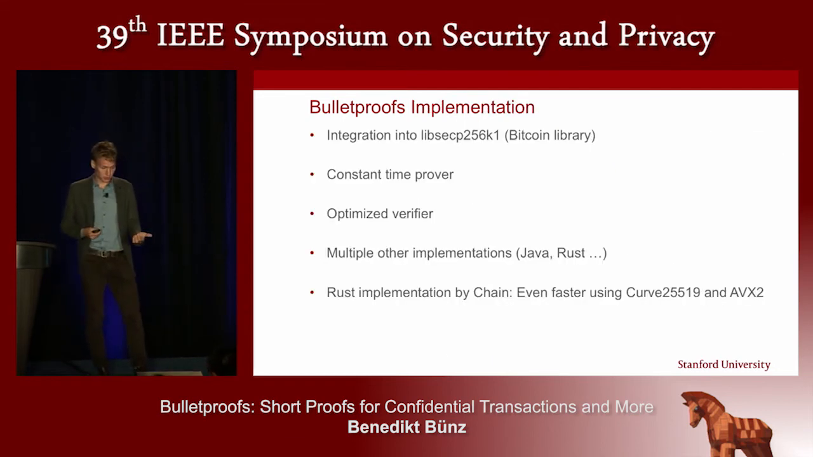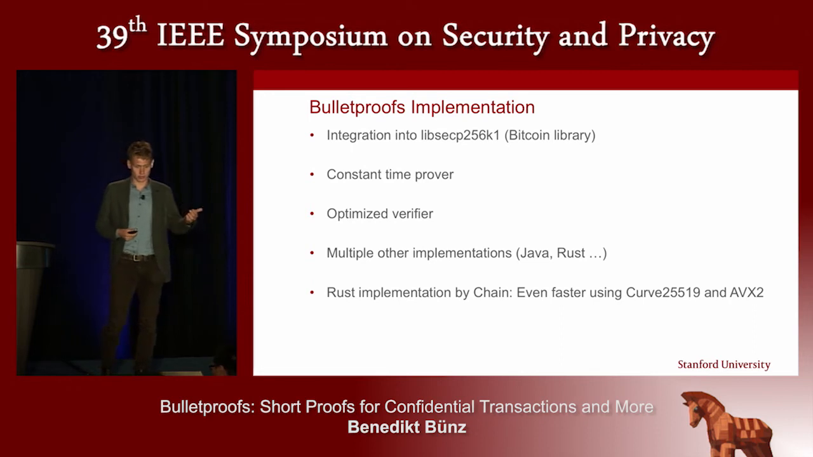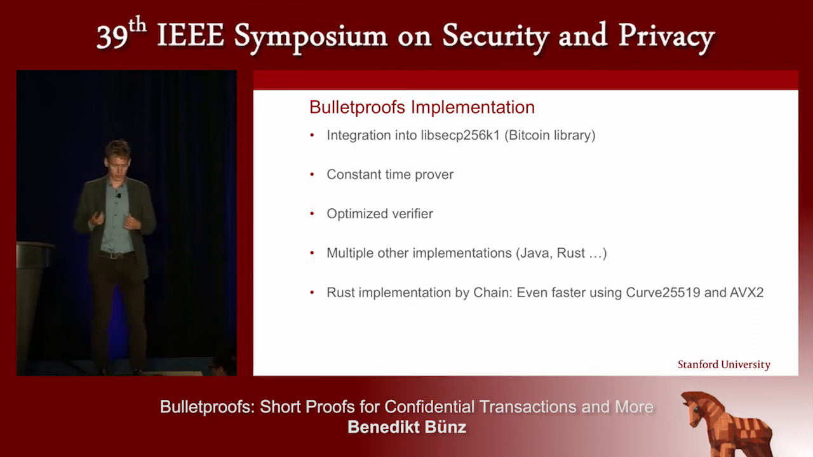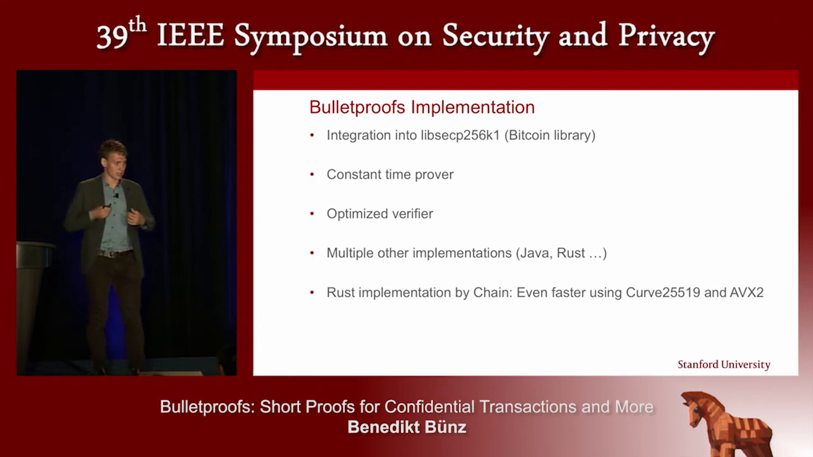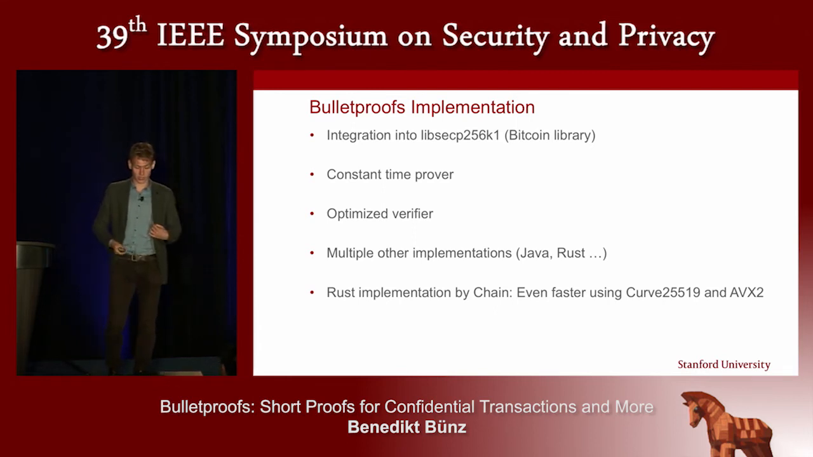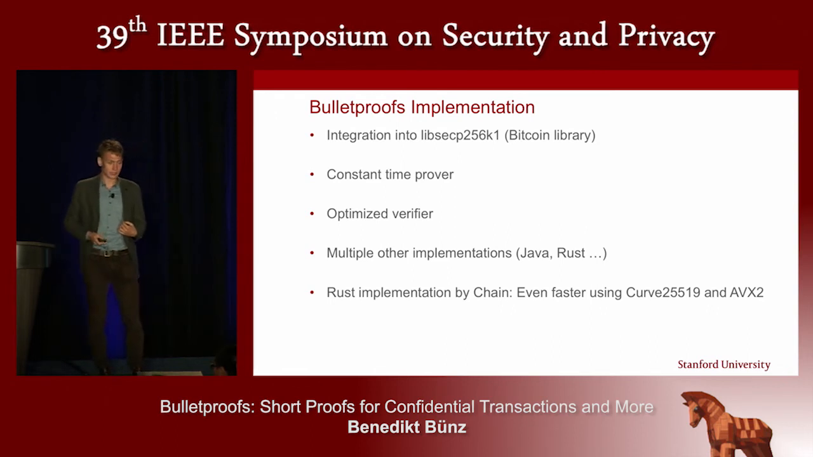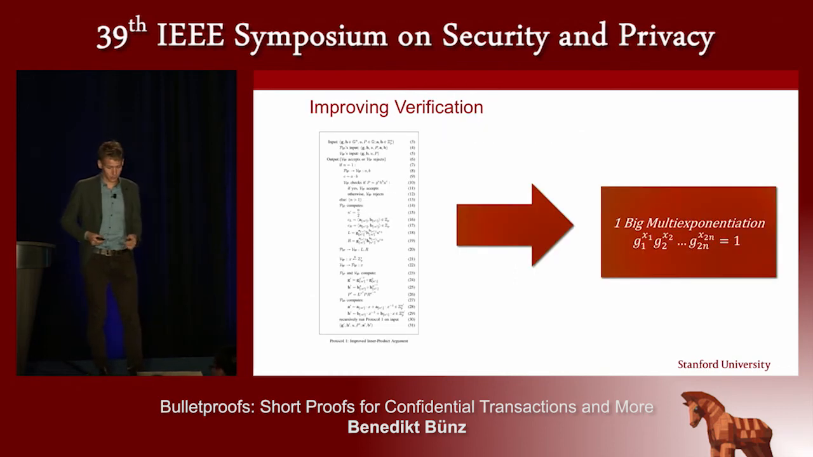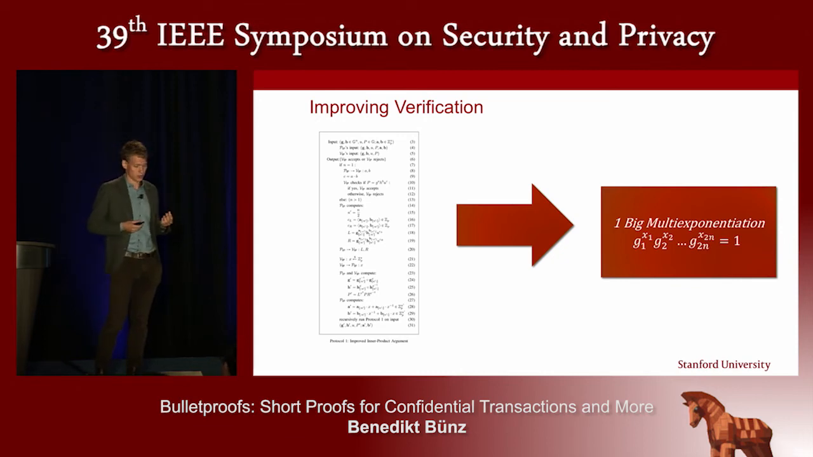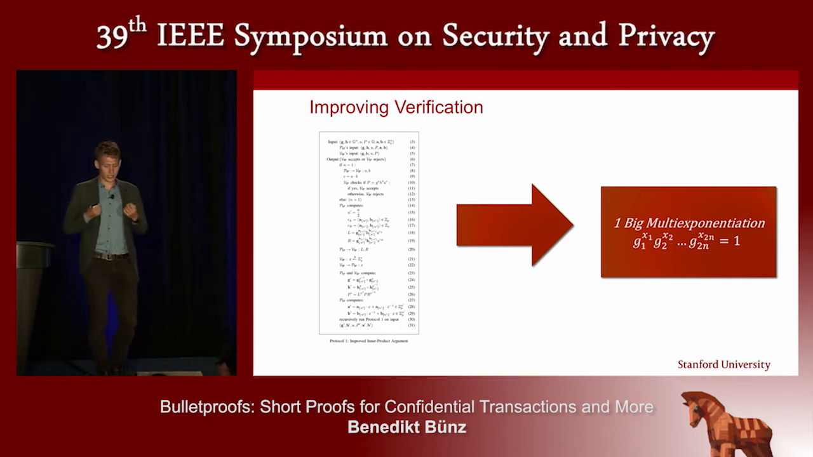We also implemented Bulletproofs into the Bitcoin cryptographic library. We spend a lot of our time on optimizing the verifier, and it turns out now that Chain Inc. has done a newer implementation in Rust, and they use AVX2 and Curve25519, and that one seems to be even faster, so we're actually quite happy about the competition there. But one thing we did in the verification is we tried to make the verification as efficient as possible. So we took our fairly complex verifier protocol and boiled it down to basically just a single multi-exponentiation.